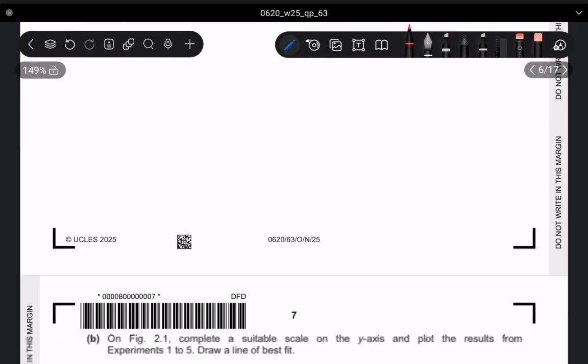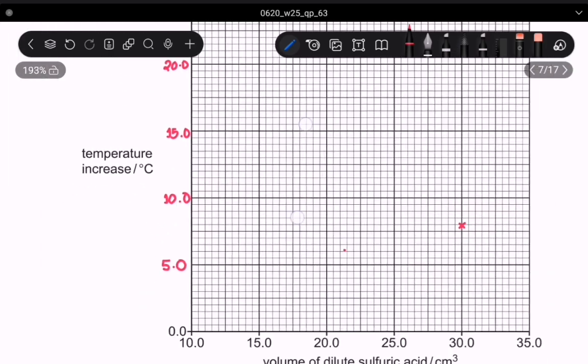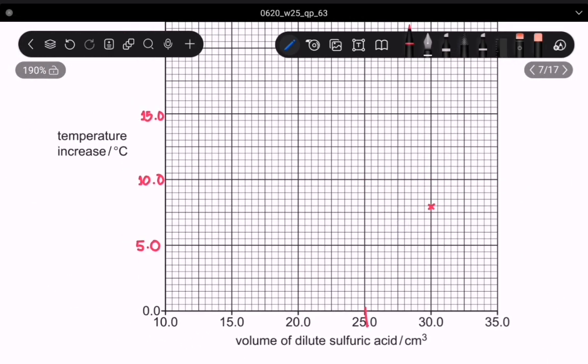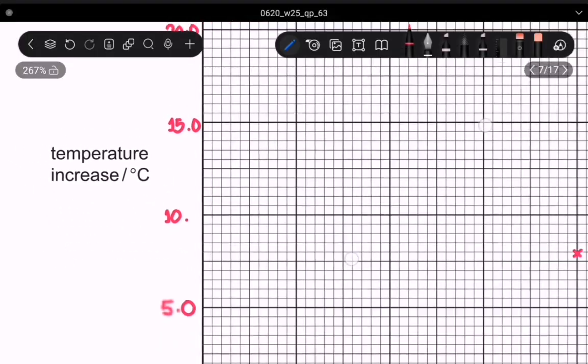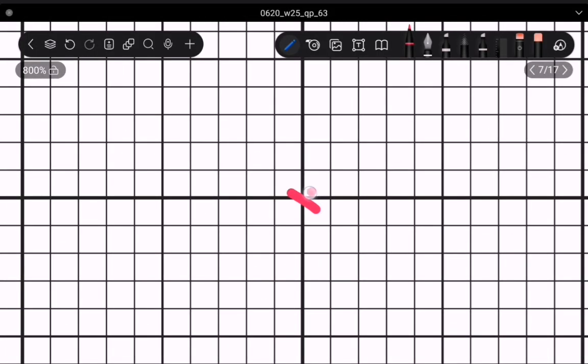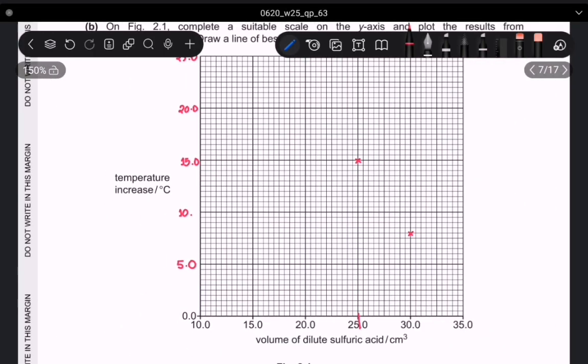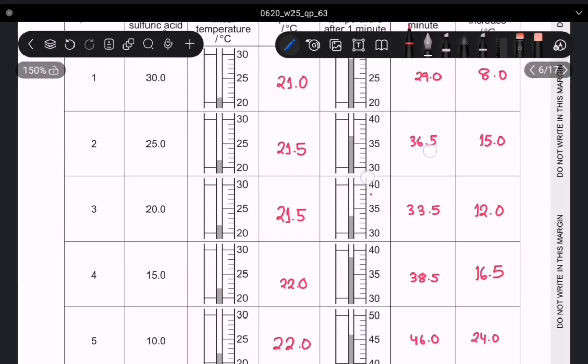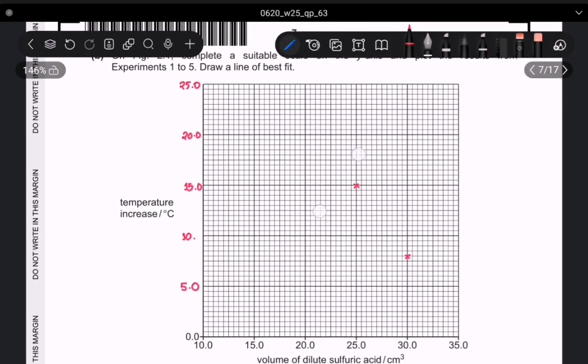at 25, the temperature increase is 15. So your 25 is here, and for 15 it is here. At 25 it's 15, so I'm just going to draw an X here. Alright, got that. Then we have 12 and 20.